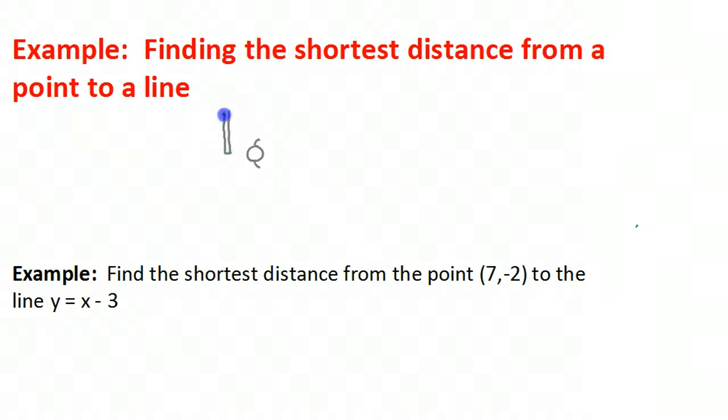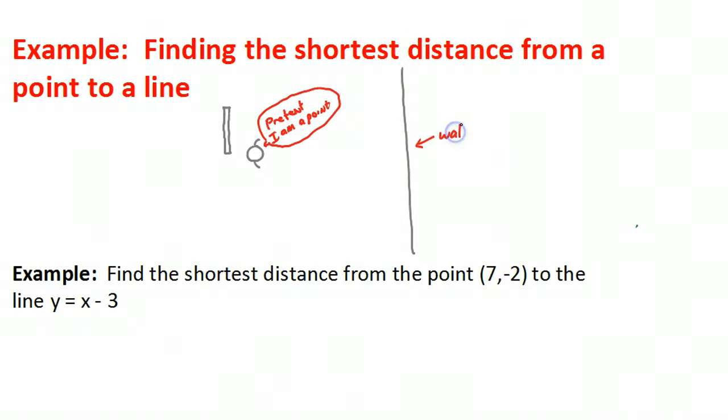So there's my board. And I say to the students, okay, I want you to pretend I am a point. Okay? So there's what I say to the students. And then I also say, pretend the wall over here, the wall is a line. Okay? I say, what's the fastest way for me to walk from where I am to the wall? And the answer is always a straight line.